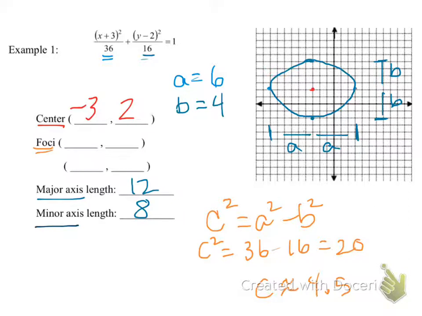So I need to move that in really the only direction I can move it, because if I were to move it the other direction, my foci would be outside of my ellipse, and that just can't happen. So once I plot them, I can determine that the coordinates are 1.5, 2, and negative 7.5, 2. And we're done.